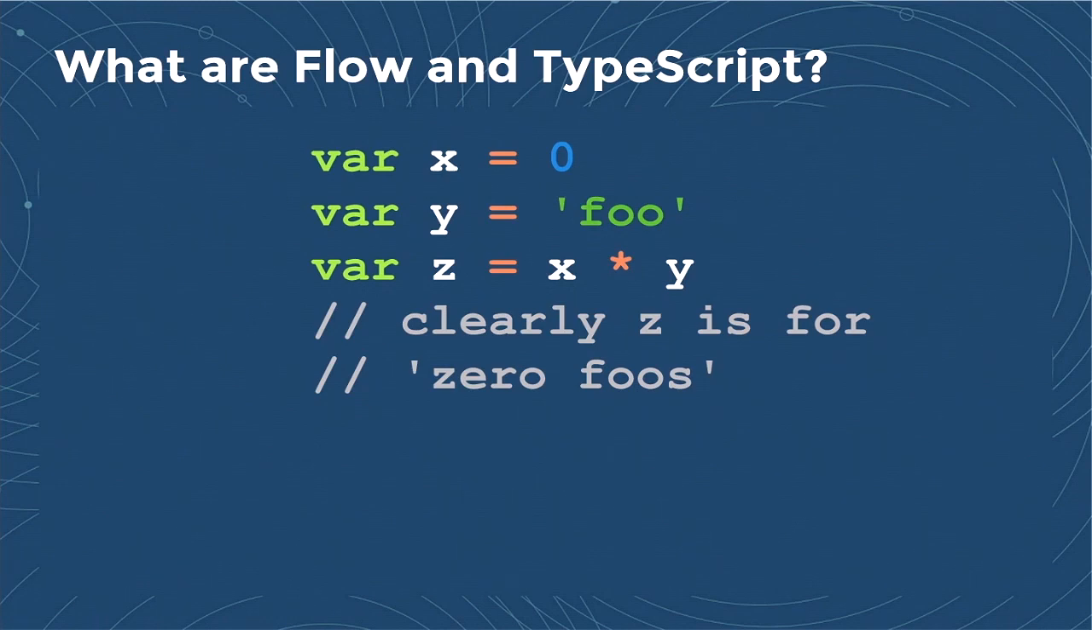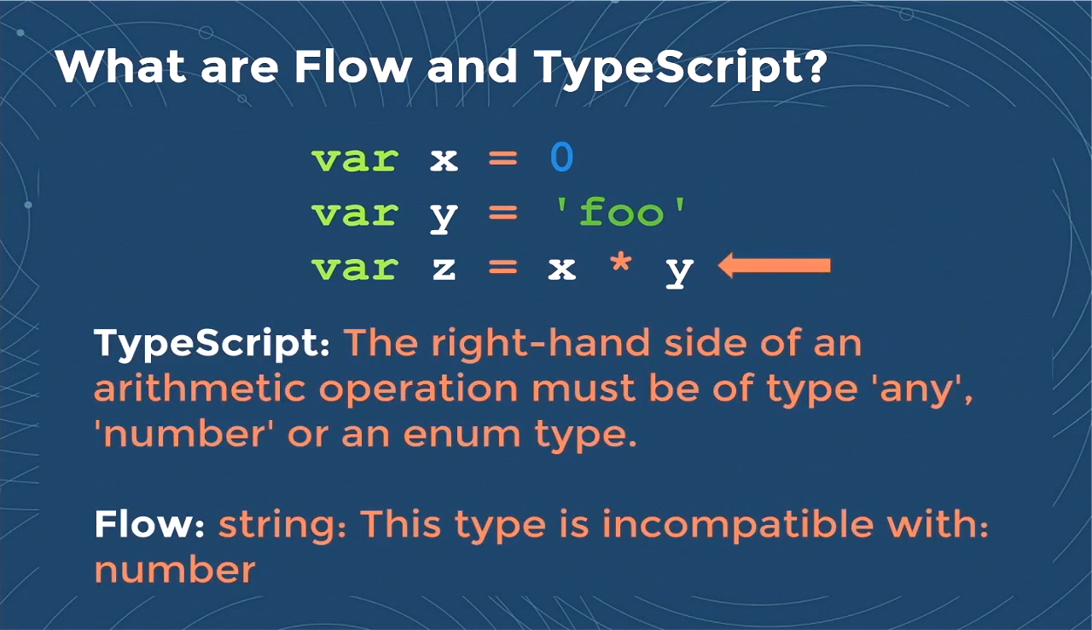So here we have variable x assigned to 0, variable y assigned to foo, and then we try to multiply them. I think it's perfectly clear what the intent here is, right? We want 0 foos. But if we actually took this code and sent it through Flow and TypeScript, this is what we would get. I think Flow puts it pretty succinctly: string, this type is incompatible with number. You can't take a string and multiply it by a number. What's interesting here is that Flow and TypeScript actually inferred the types from the source code. In other words, it took a look at x and said, yeah, this is being assigned a number, so from here on out, I'm going to treat x as a number.